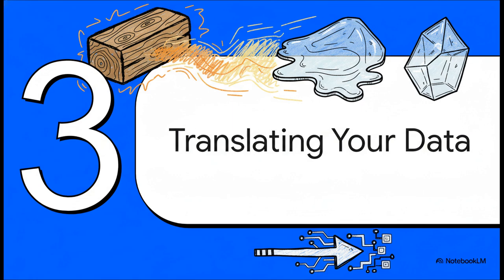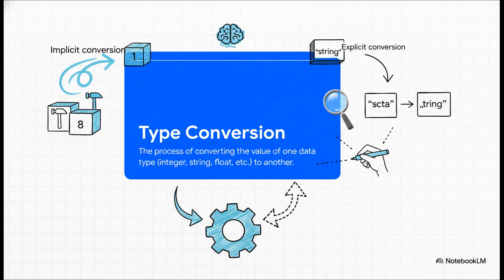But what if we need to change one type into another? Like turning a number into text. In Python, we call that process type conversion. Now, sometimes Python is pretty smart and will do this for you automatically. We call that implicit conversion. But most of the time, we have to be the ones to tell Python exactly what we want. This is called explicit conversion, and it's a skill you're going to use all the time.